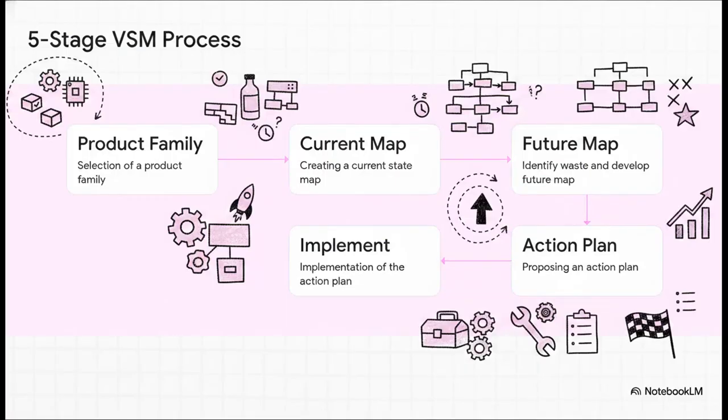Now, to actually execute this, we rely on a highly structured 5-stage process created by lean pioneers Rother and Shook. First, you select a specific product family to focus on. Don't try to boil the ocean. Second, you meticulously create a current state map, documenting things exactly as they are right now, warts and all.